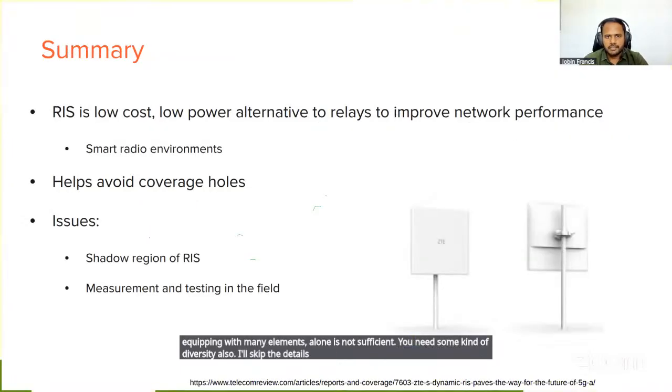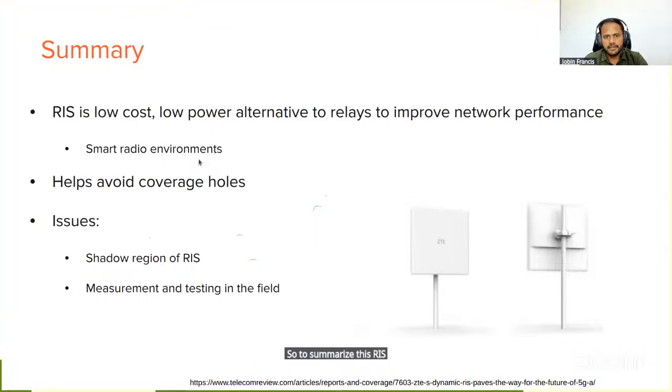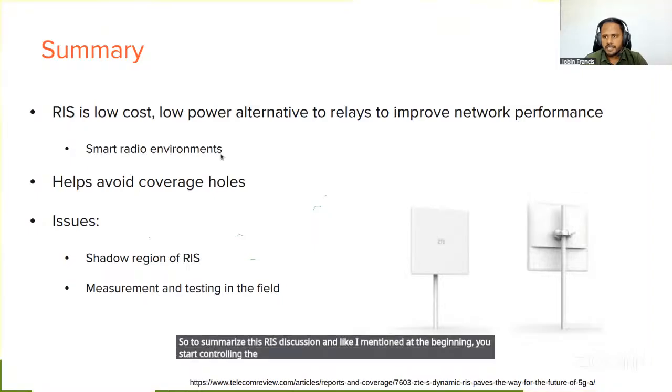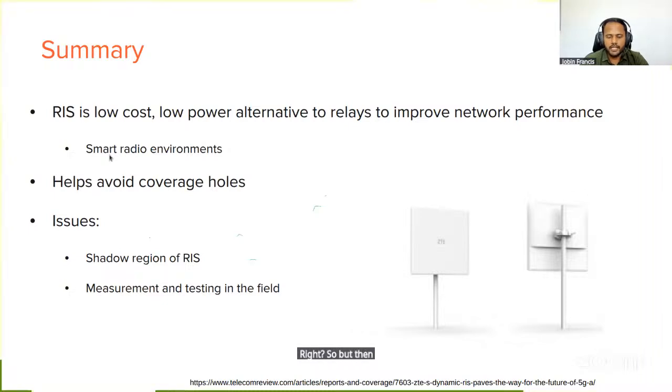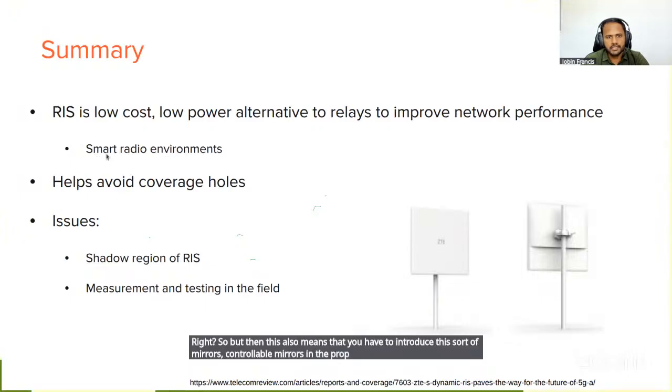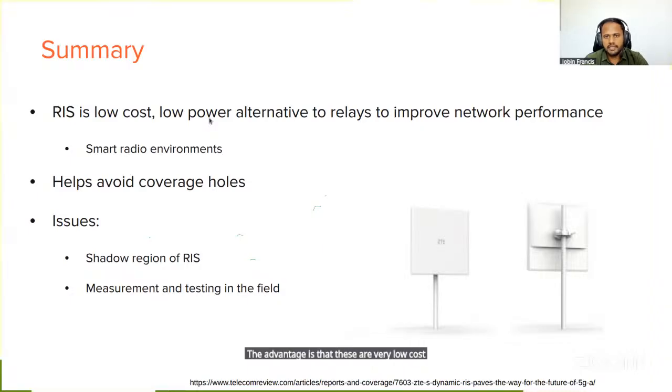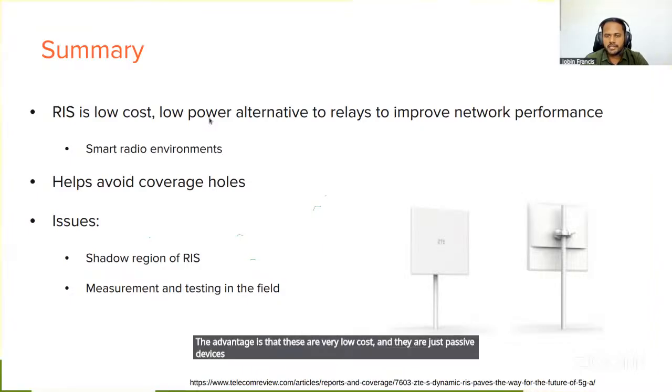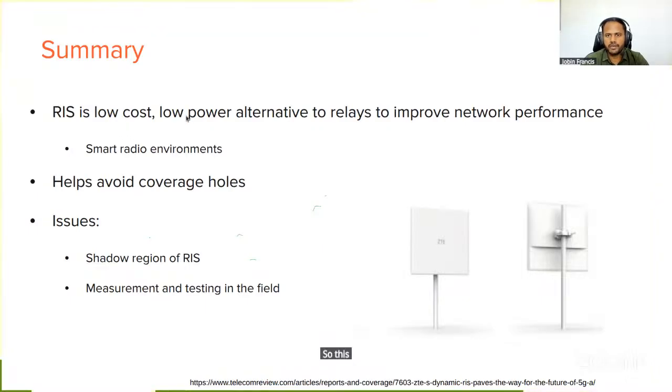So to summarize this RIS discussion, like I mentioned in the beginning, you start controlling the radio environment, right? This has not been tried before. But this also means that you have to introduce these sorts of controllable mirrors in the propagation environment, and these are smart devices. The advantage is that these are very low cost, and they are just passive devices. They just reflect the signal. So only the varactor bias voltage needs to be provided, so the power consumption of these surfaces is very, very low. So this is a very low cost, low power alternative.